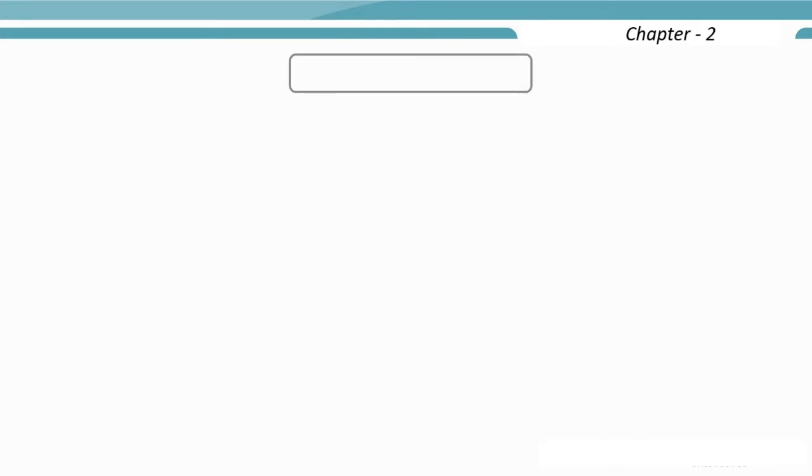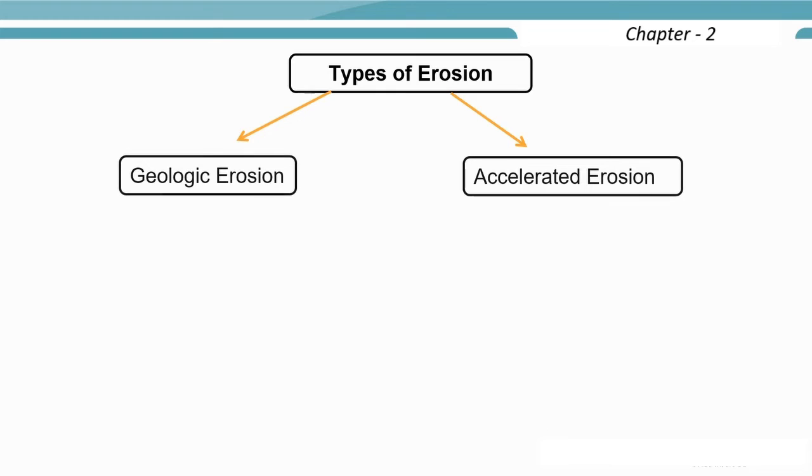So let us discuss the various types of erosion. Broadly speaking, there are two types of erosion. One is geologic erosion and the other is accelerated erosion. Geologic erosion is a type of natural erosion, and accelerated erosion is the result of anthropogenic activities. Human activities are mainly responsible for accelerated erosion.